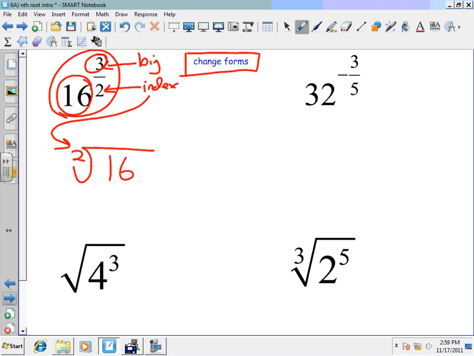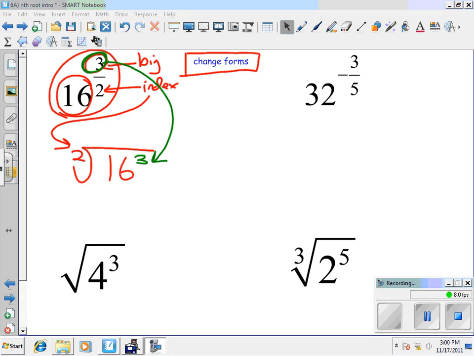And the big number, the exponent on top, the numerator, goes down here. And we say 16 cubed. Now notice I put the 3 inside the radical. Okay. And like I said, you could actually figure out what 16 cubed is here.